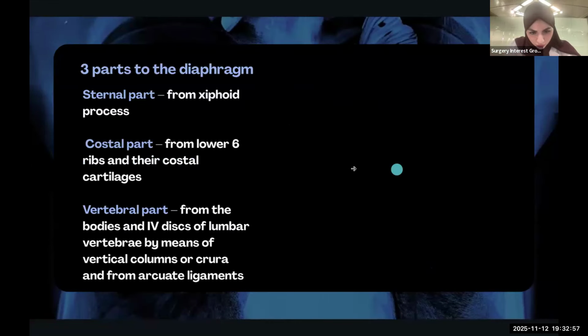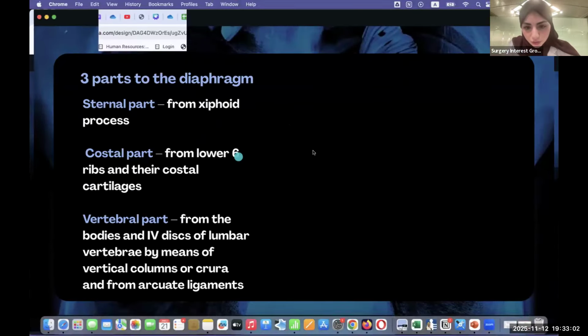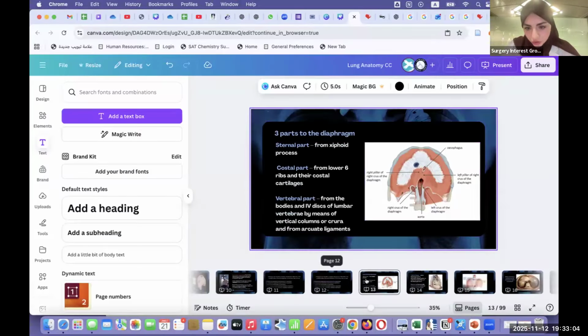Okay. Why is the photo not showing? My diaphragm. Hold on, let me make sure. Yeah, you can see it here.